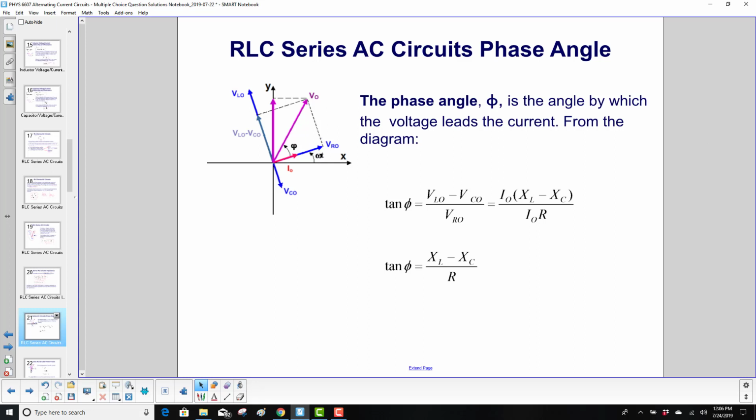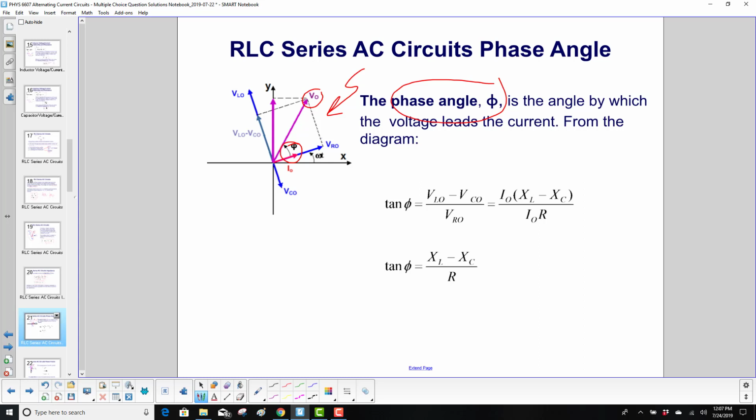Perhaps you were questioning if this diagram just didn't blow you away a couple slides ago. What is this phi? Right? That's the angle that this voltage, which is adding up all the voltages due to the inductor, capacitor, and resistor in a vector fashion, gives you a magnitude, but it also gives you an angle. What do we call that angle? That's the phase angle phi. That's the angle by which the total voltage of the circuit leads the current.